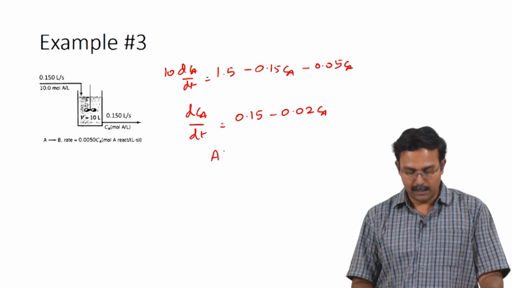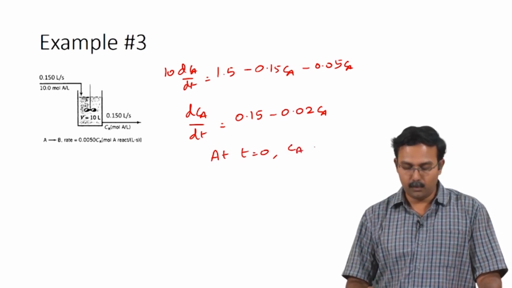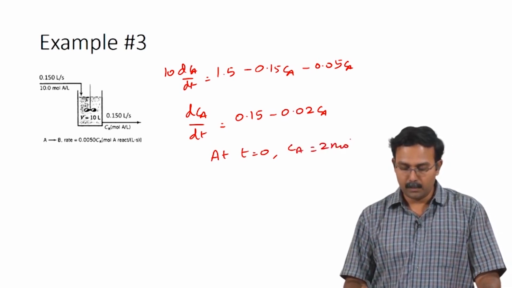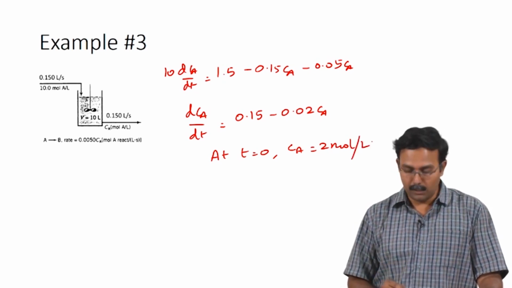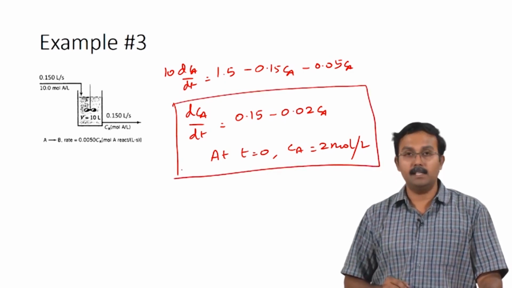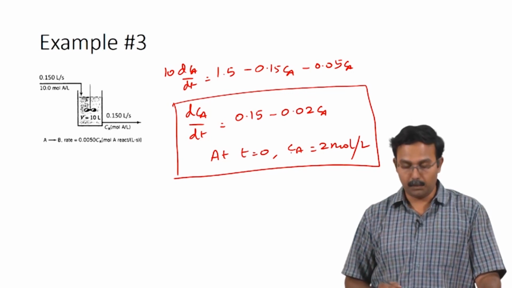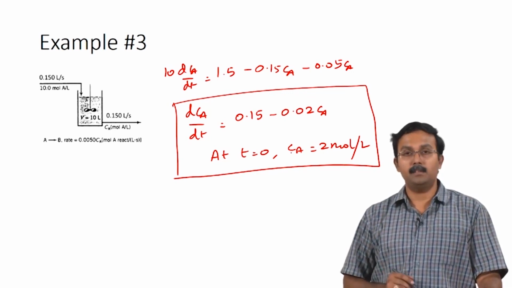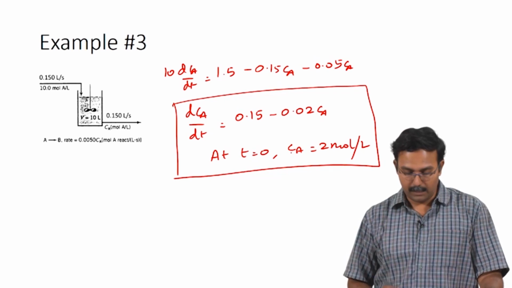It has been given that at time t equals 0, the reactor is charged with a concentration of 2 moles per liter. So, the concentration of A in the reactor at time t equals 0 is given as 2 moles per liter. So, this would be the differential balance equation and the initial condition which can be used to solve this problem. The next part of the problem asks us to calculate the value of Cas, which would be the steady state concentration of A.